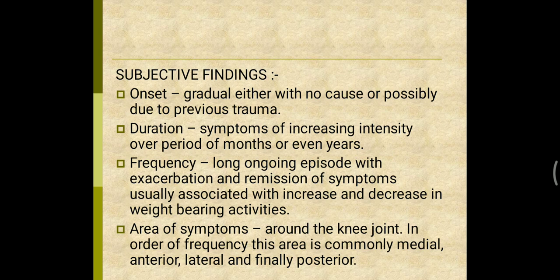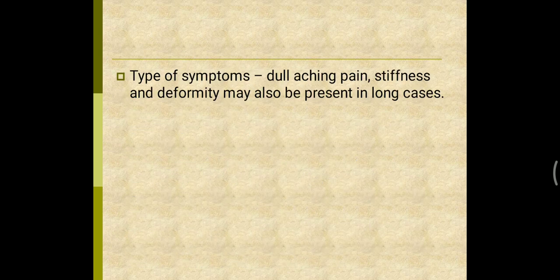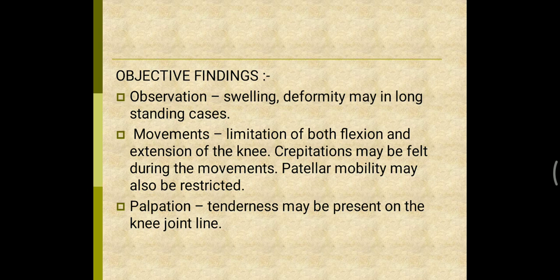Okay, then type of symptoms, there will be dull aching pain or cramp like pain. Stiffness and deformity may also be present in long cases. Okay, and now we are going to study about objective findings. On observation, we will find that swelling will be present over the knee and mainly over the medial aspect of the knee joint. Deformity may also be present, like I earlier told you.